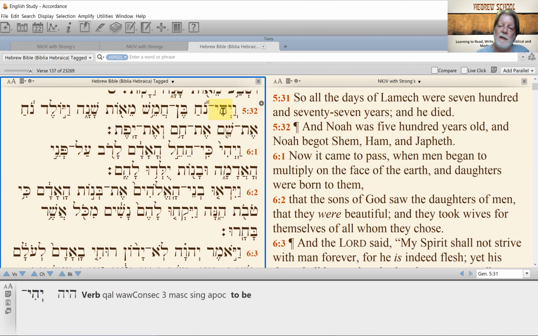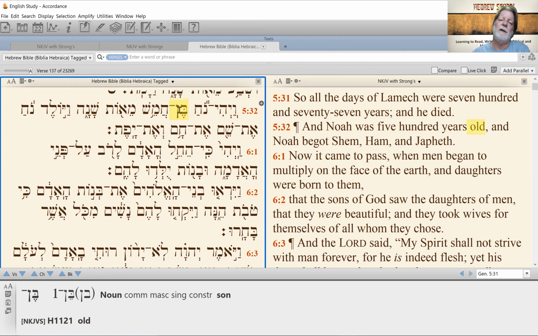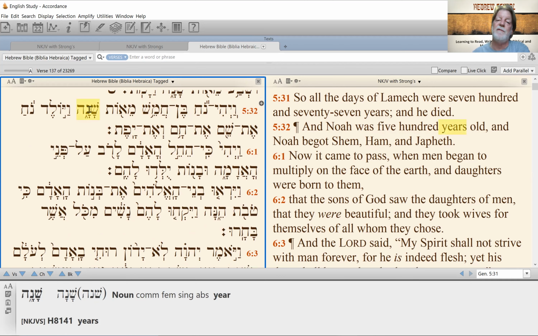Verse 32. Vayehi, and it was Noach, or he was. Noach was ben chamesh me'ot shana. What it literally says here is that Noah was a son of 500 years. So he was a son of 500 years. That's how you say he was 500 years old in Hebrew. So Abraham was a son of 75 years when God called him. So very common. He was a son of Chamesh Me'ot Shana, 500 years.